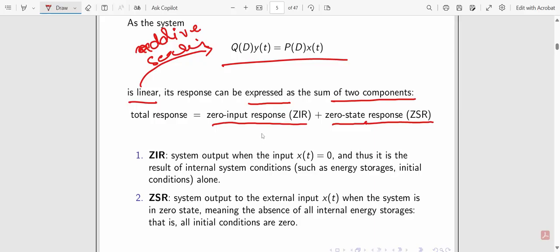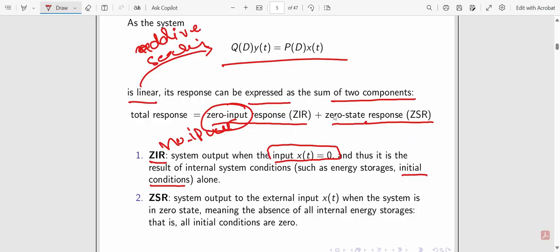Now what is the difference between them? Right now we are talking about the zero input response. Zero input means no input. So if there is no input, the system depends upon its initial conditions. If the input x of t equals 0, it is the result of internal system conditions that you are getting some y of t out.